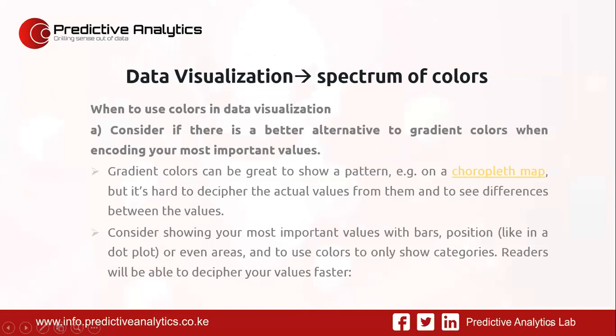So gradient colors can be great to show a pattern, for example on the choropleth map that I've just shared, but it's hard to decipher the actual values from them and to see the differences between the values. So consider showing your most important values, for example, with bars, position, like in a dot plot, or even areas, and to use colors to only show categories. Readers will be able to decipher your values faster that way.